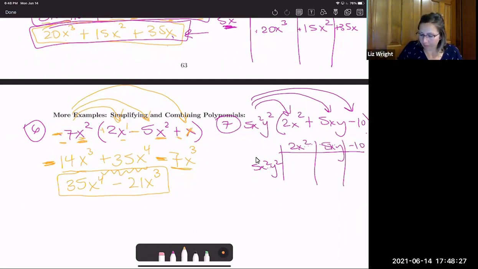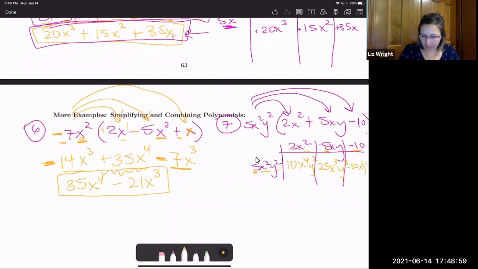So that would mean our first term is 5 times 2, which is 10. X squared times x squared is going to be x to the fourth, y squared. Then here we're going to do 5 times 5, which is 25. X times x squared is going to be x to the third. Y times y squared is going to be y to the third. And then negative 10 times the 5x squared y squared is going to be negative 50 x squared y squared.